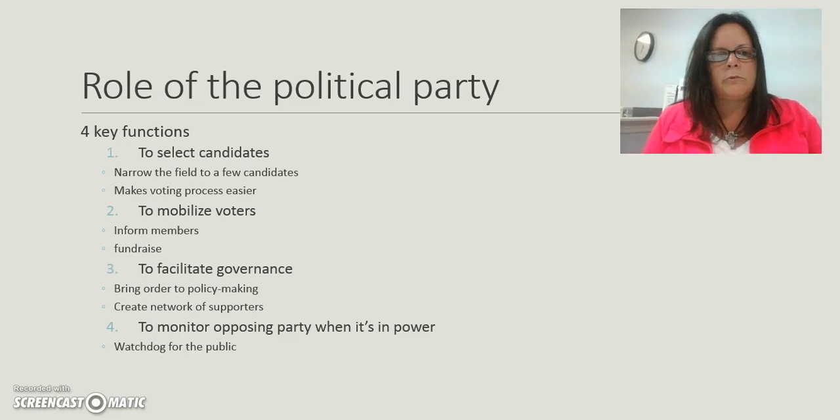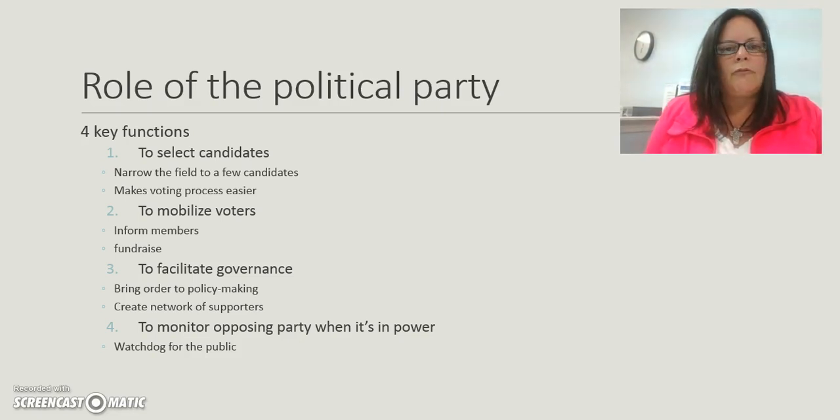Political parties help to bring order to the process of policymaking. It creates a network of ready-made supporters for politicians at every level of government, federal, state, and local, and they help to implement legislation. And the fourth key function of political parties is to monitor the opposing party when it is in power.